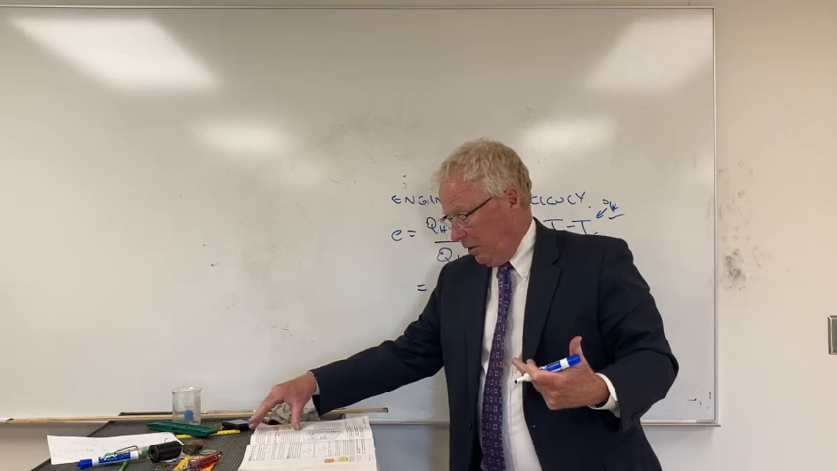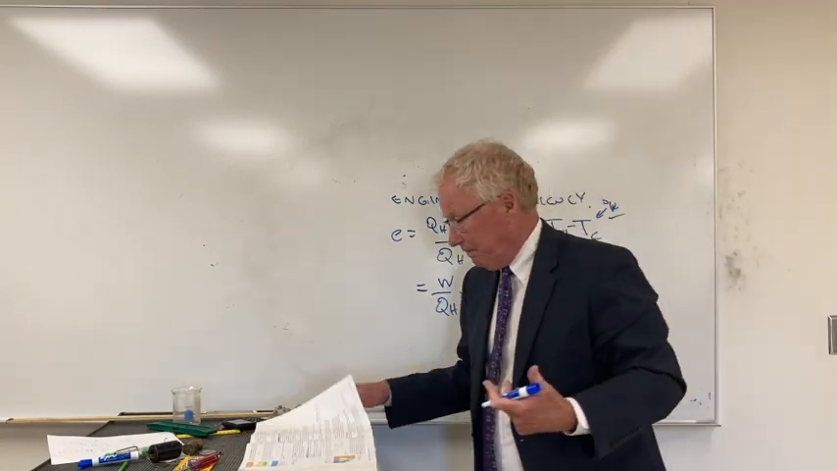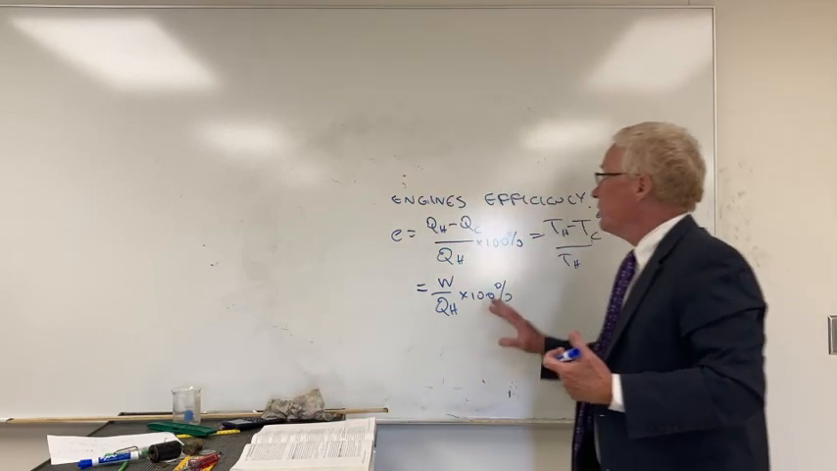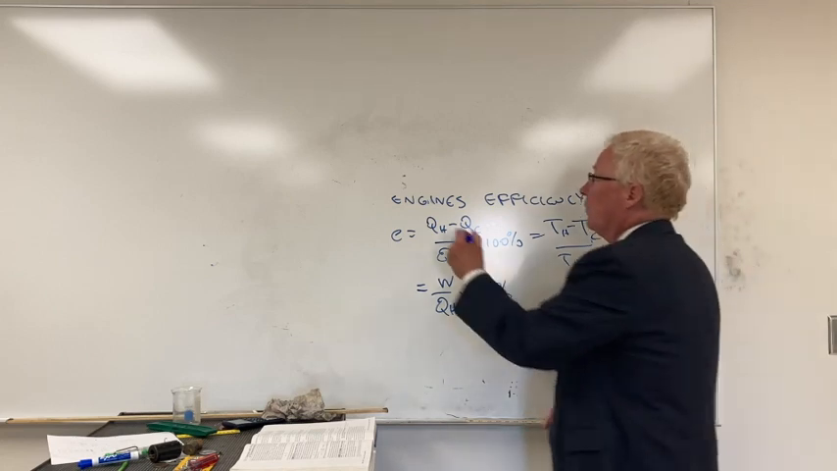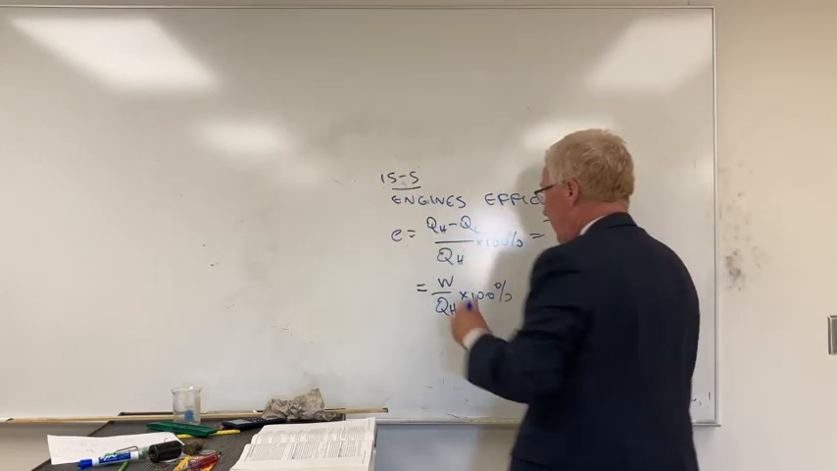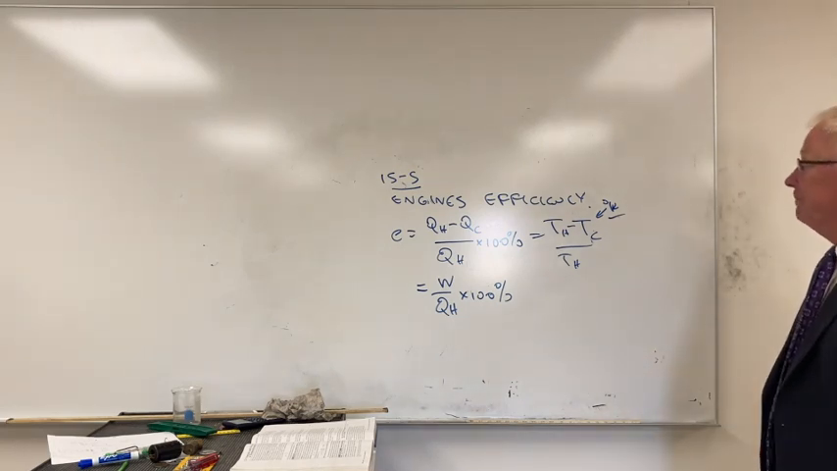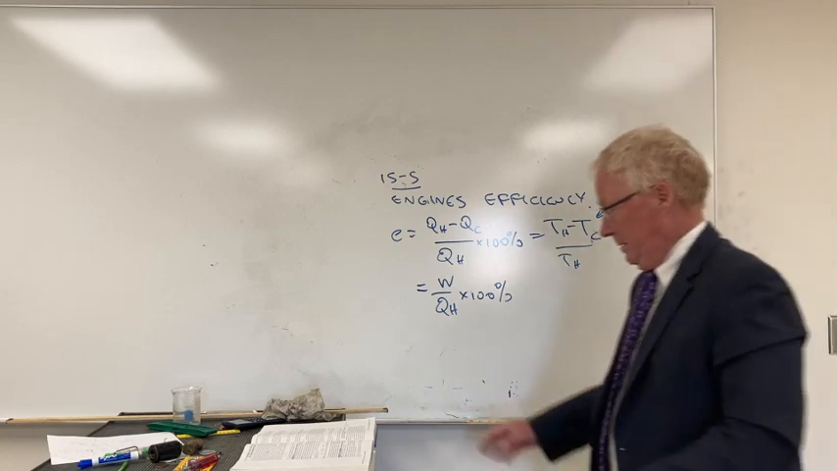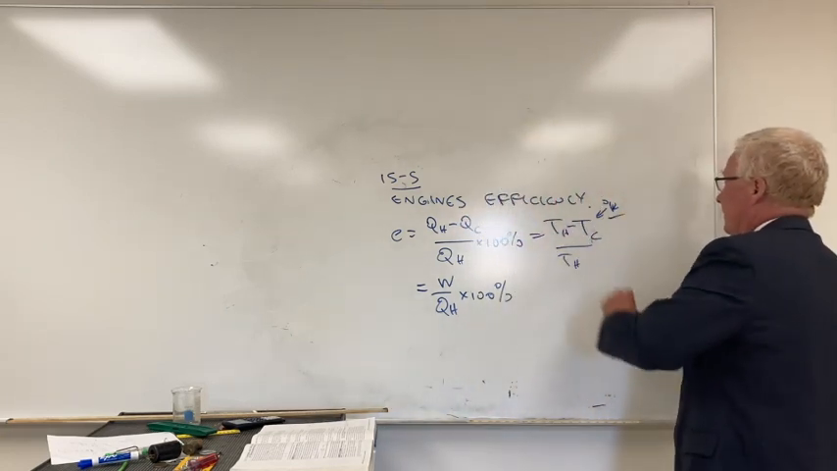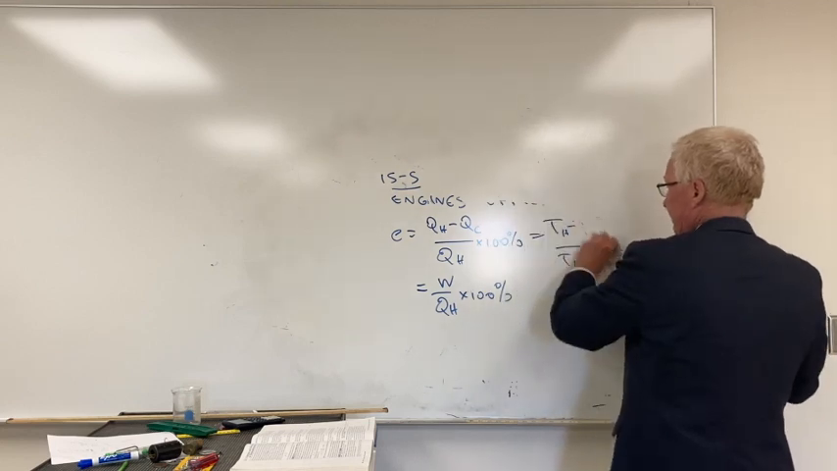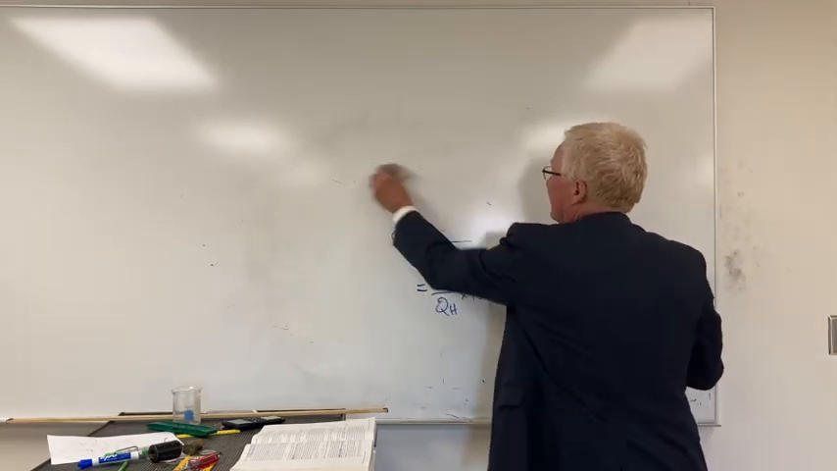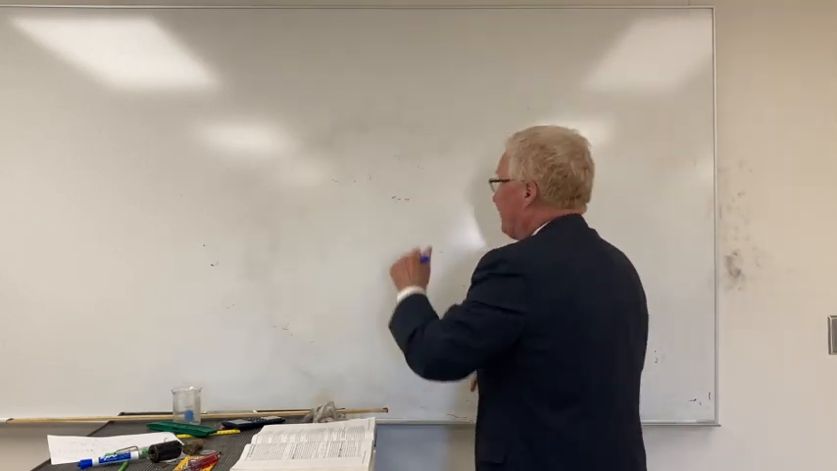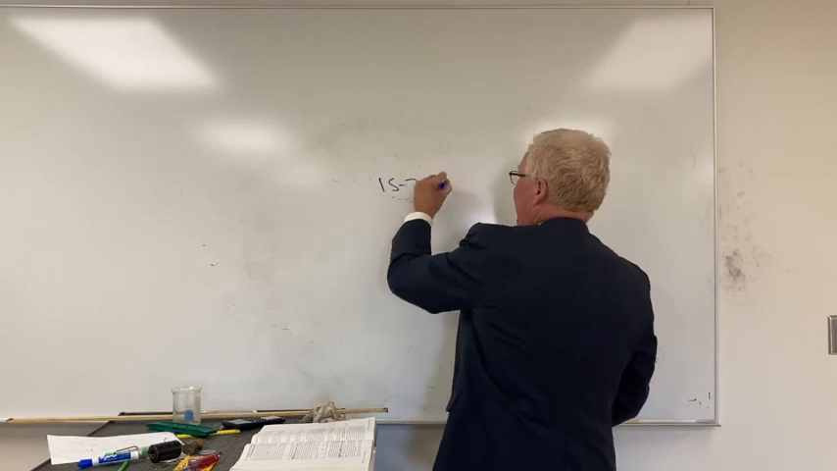We're not doing anything on refrigerators. So that's section 15.5 or so. I'll leave that up. Okay. And the final section of this chapter is 15.7 on entropy.